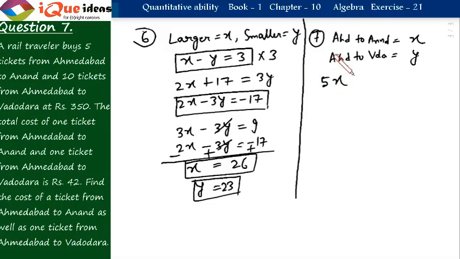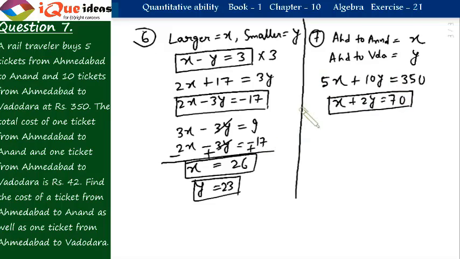So 5x plus 10y is 350. Divide by 5 to get x plus 2y equal to 70. This is our first equation. Now the second equation is the total cost of one ticket from Ahmedabad to Anand, that is x, and one ticket from Ahmedabad to Vadodara, that is y. So x plus y is equal to 42.